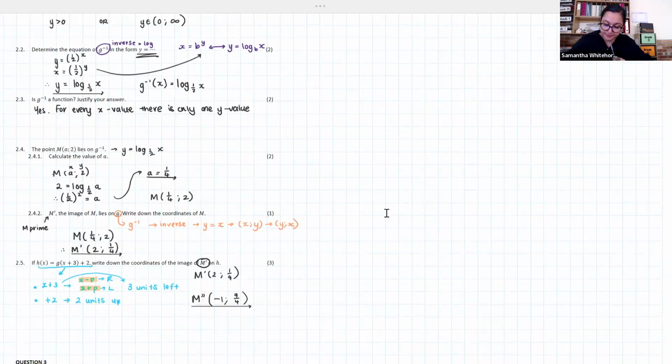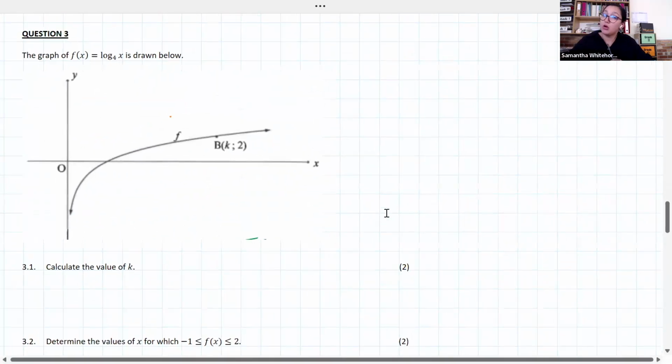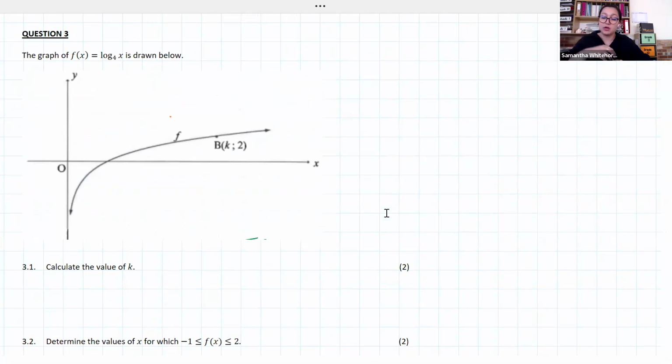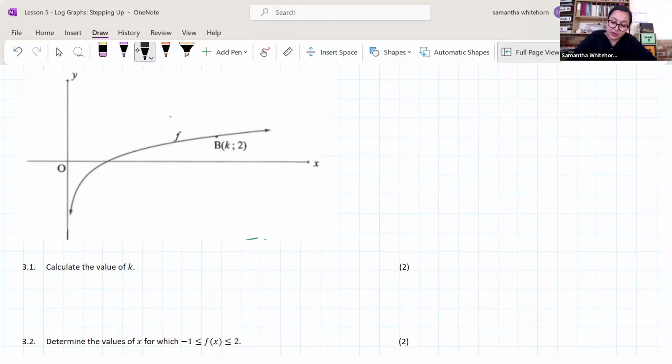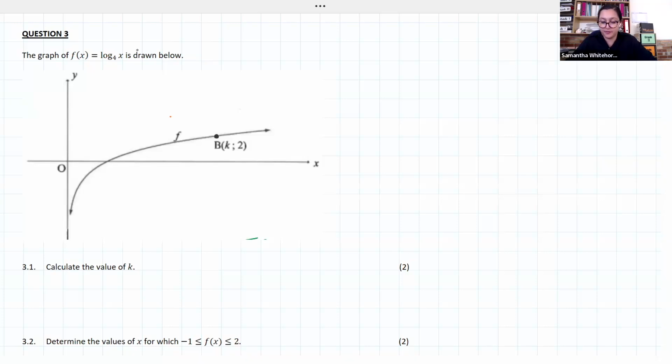Okay. So if we have a look at question 3, in this scenario, I've now been given a log graph. So in the last one, I was given an exponential and I had to work with that. Now I'm given a log graph and I'm going to have to work with this. So the graph of f of x equals log base 4 of x is drawn below. It's only one graph, I don't need to figure out which is which. The bit of information that I have on the graph that wasn't given in the information is the fact that B, which has coordinates (k, 2), is on the graph of f. No surprise here. The first question is asking me to calculate the value of k.